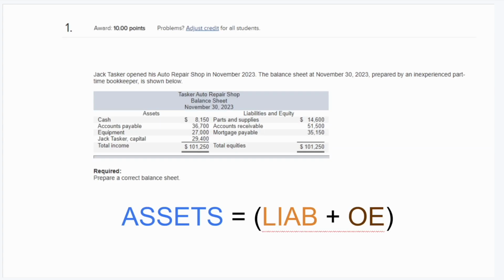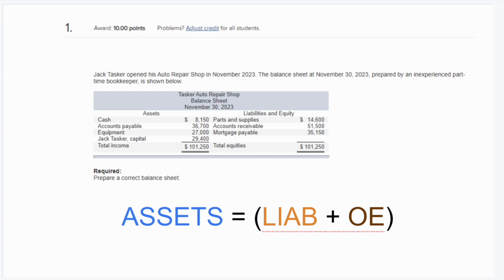The very first question asks about Jack Tasker. He opened an auto repair shop in November 23. The balance sheet at November 30th was prepared by an inexperienced part-time bookkeeper, shown below. And you say to yourself, okay, this is a balance sheet. We know it's a balance sheet because assets equal liability plus owner's equity. Now, a balance sheet is a snapshot of what the company is worth on a given day. And we need to be able to sort out what's an asset, stuff the company owns, what's a liability, stuff the company owes to outsiders, and what's an owner's equity, stuff the company owes to the owners.